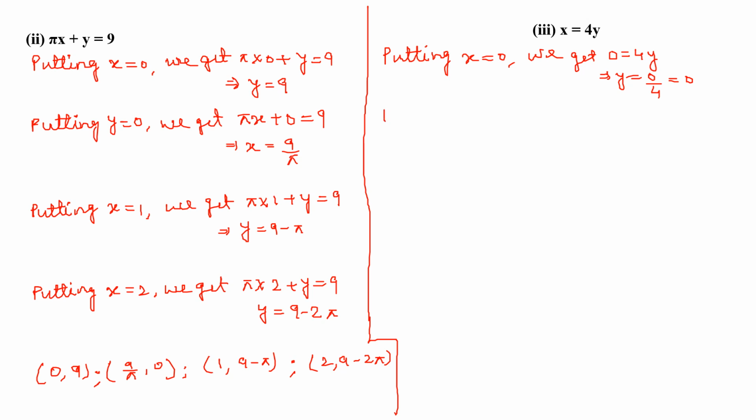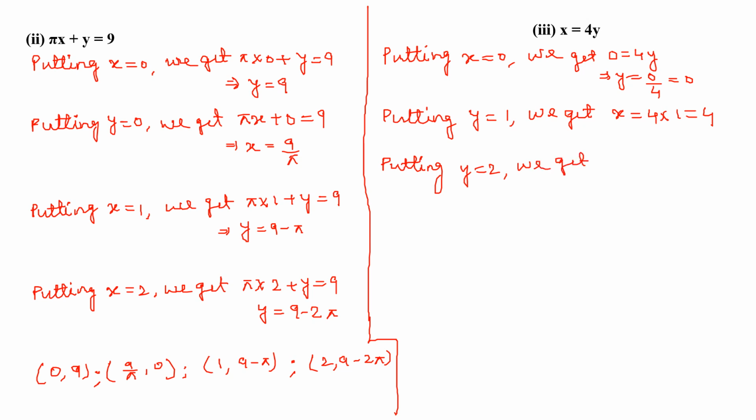Next I am going to put y as 1. So putting y as 1. Now you can see if I put the value of y, easily I can get different values of x. So I am putting now y as 1. So what I am going to get? X equal to 4 into 1, which will give me 4. Now I am going to put y equal to 2. So putting y equal to 2, we get x equal to 4 into 2, which will give me 8.